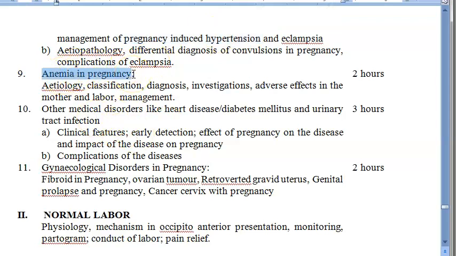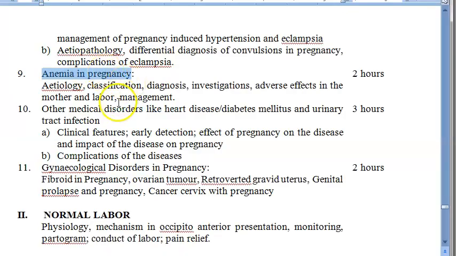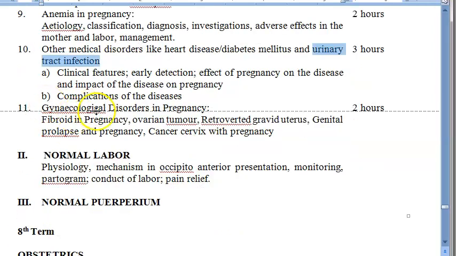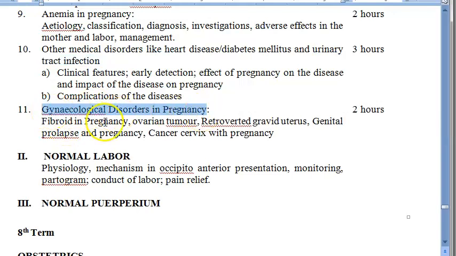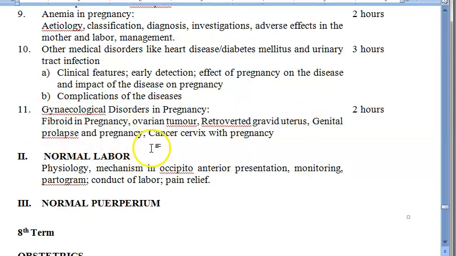So then anemia in pregnancy, guys pay attention. Anemia in pregnancy, right? Then how to treat it, all that you should know. Diabetes mellitus, urinary tract infection, all these are very important, right? Look at this now, gynecological disorders in pregnancy, like fibroid in pregnancy, ovarian tumor, retroverted gravid uterus, gravid is what? Pregnant, right? Retroverted gravid uterus, genital prolapse in pregnancy, cancer cervix with pregnancy. So these are gynecological disorders in pregnancy.